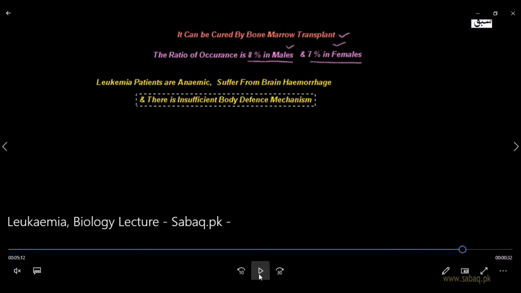Now, leukemia patients have different kinds of symptoms. They are anemic, as I told you before. Just like in thalassemia, even in leukemia you have anemia, meaning your red blood cell count is lesser. Obviously, when WBC is increased, the count of the other cells will decrease, so you will become anemic. They suffer from brain hemorrhage. Brain hemorrhage means the vessels in your brain are ruptured or not working properly, or the red blood cells are lesser there and oxygen is not transported, or the vessels are destroyed for some reason.